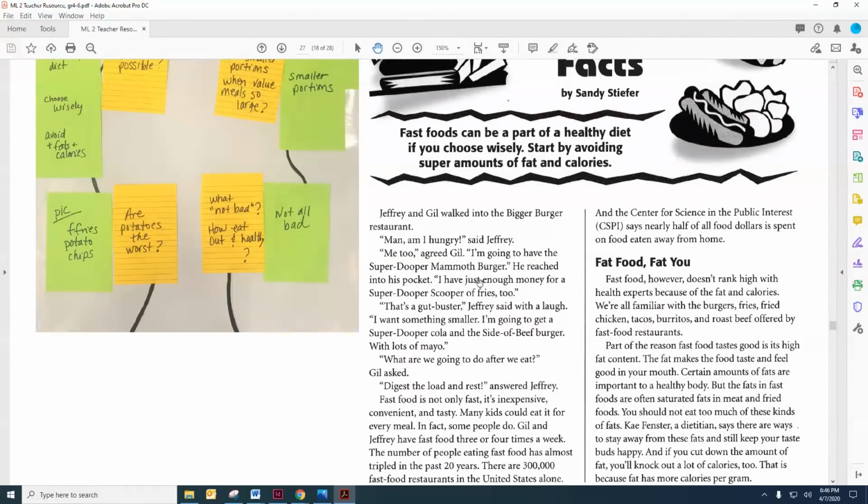He reached into his pocket. "I have just enough money for a super duper scooper of fries too," he said.